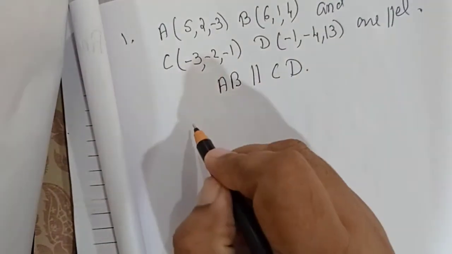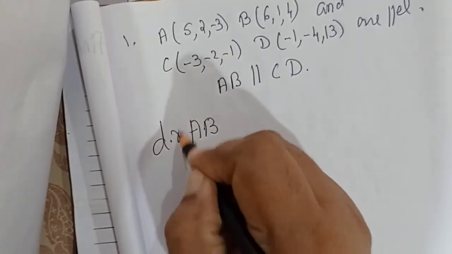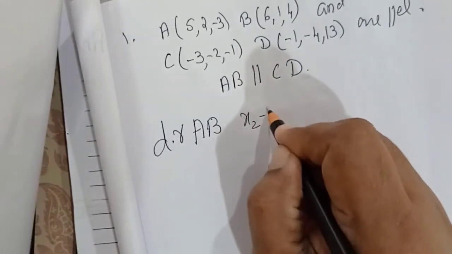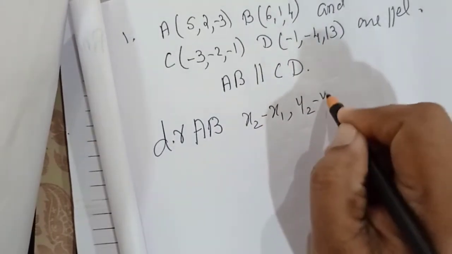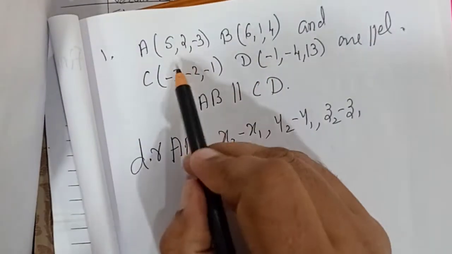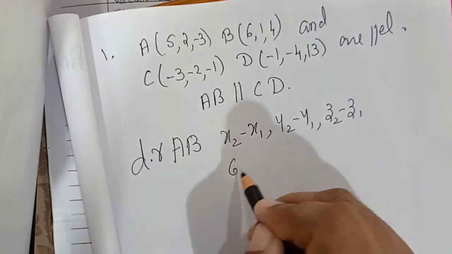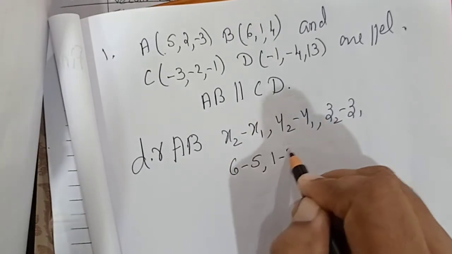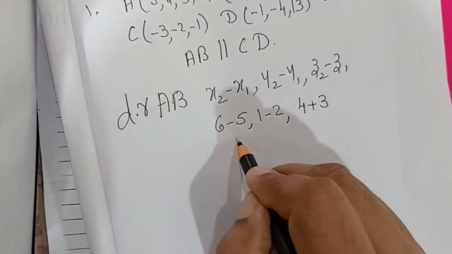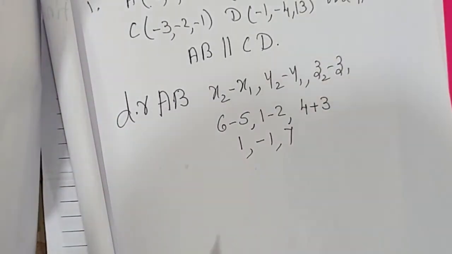For that, first you have to find the direction ratio of AB. All of you listen. Direction ratio of AB means, by the formula, x2 minus x1, y2 minus y1 and z2 minus z1. You can mark here x1, y1, z1 and x2, y2, z2. Then look at the board. 6 minus 5, 1 minus 2, 4 minus 3 means 4 plus 3. Check the answer: 1, minus 1, 7. Is it right? 1, minus 1, 7.